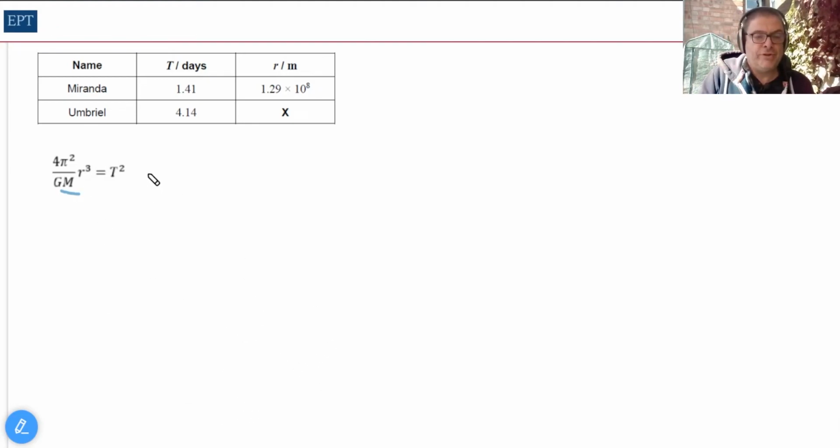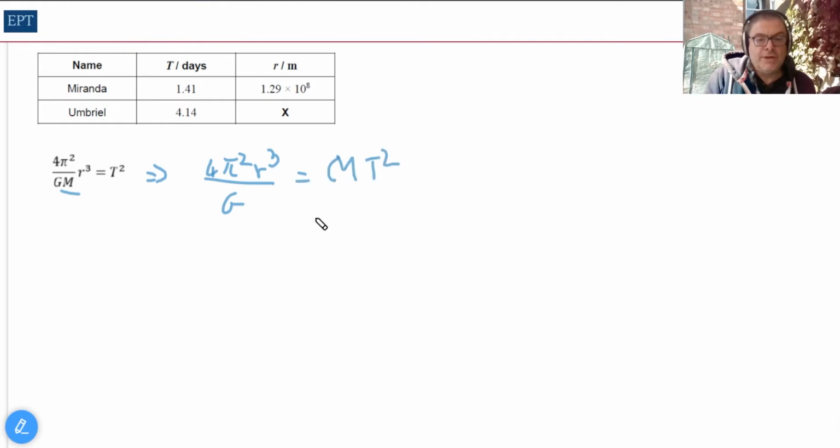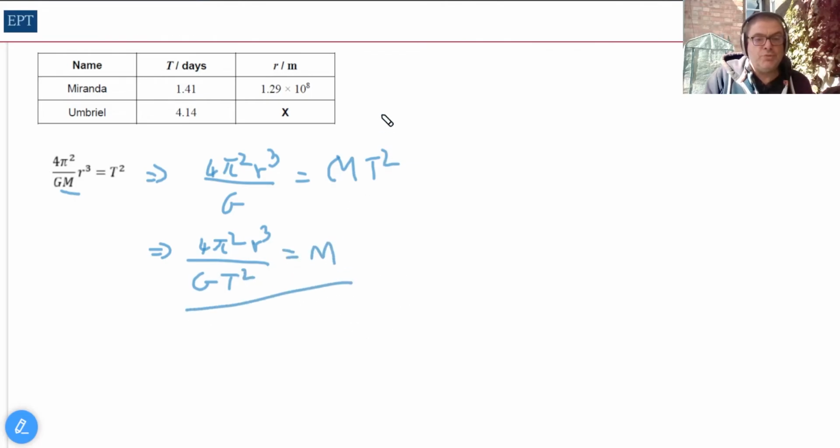So that means you need to rearrange it to get what M equals and then just bung in the numbers. So 4 pi squared r cubed over g equals mt squared. So that means 4 pi squared r cubed over g t squared equals m. Now, you've got to use one of the sets of data now to work out what the mass is.